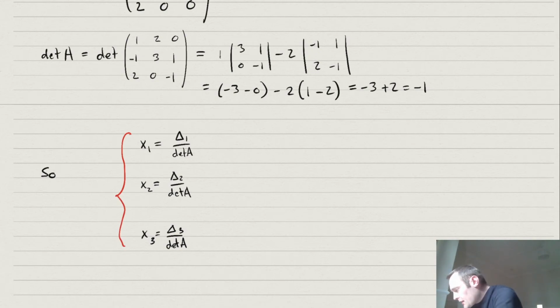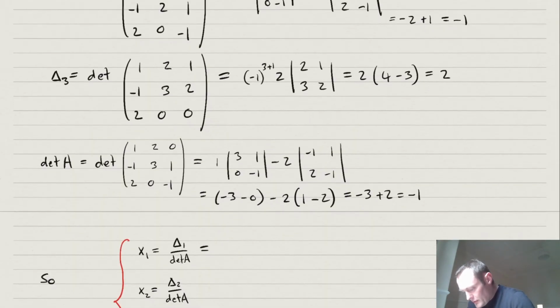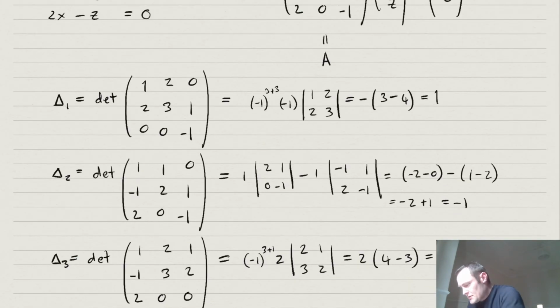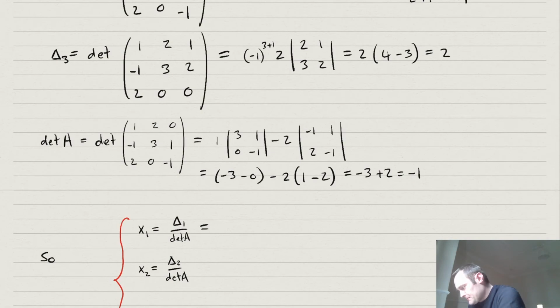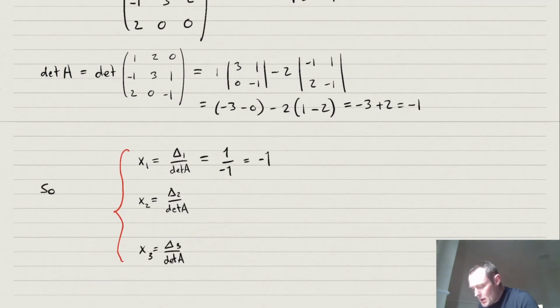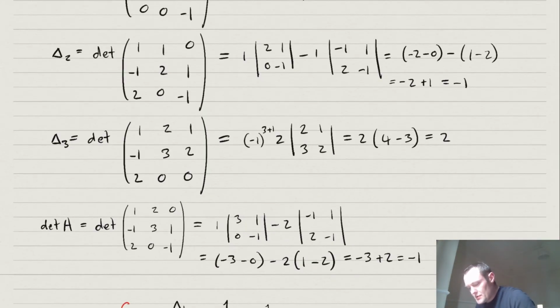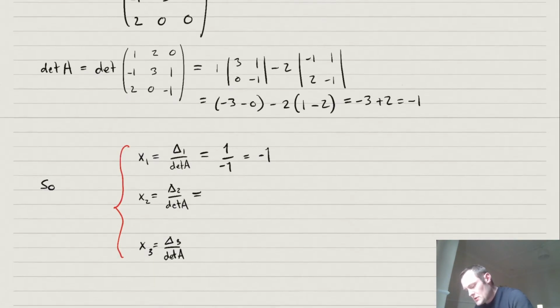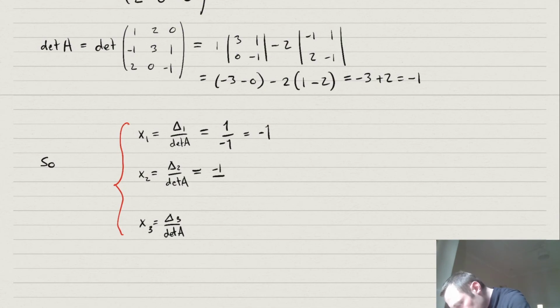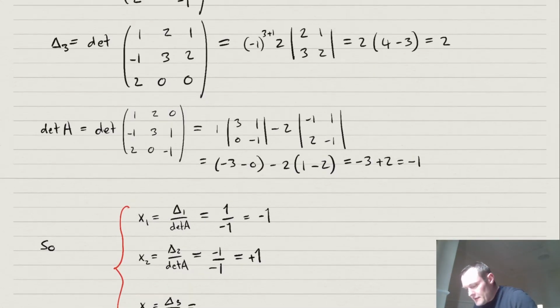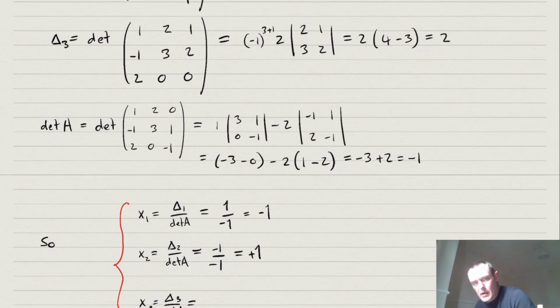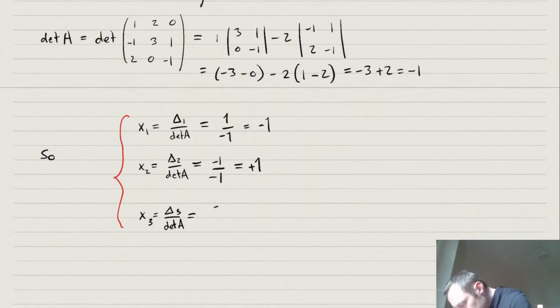Okay, so the 3 parts of the solution are firstly determinant number 1 over det A. So that's 1 over minus 1. So 1 divided by minus 1 equals minus 1. And the second one was minus 1. So we'll have minus 1 divided by minus 1 equals plus 1. And then finally, the third determinant is 2. And so we'll get 2 divided by minus 1 equals minus 2.